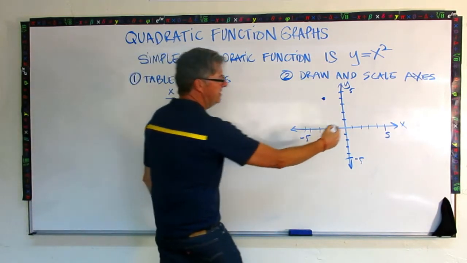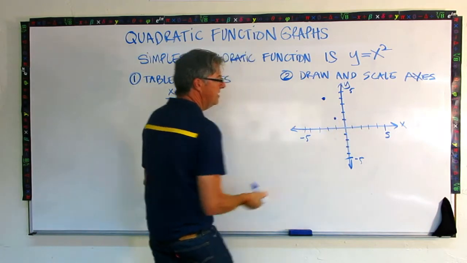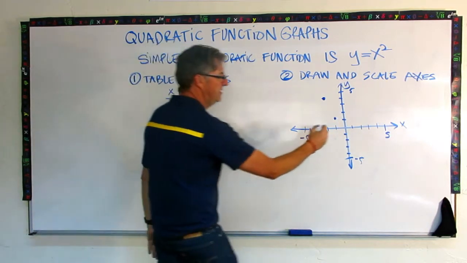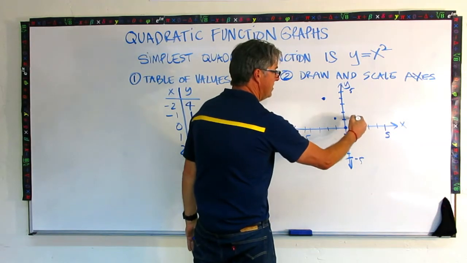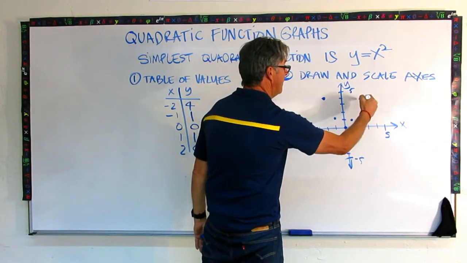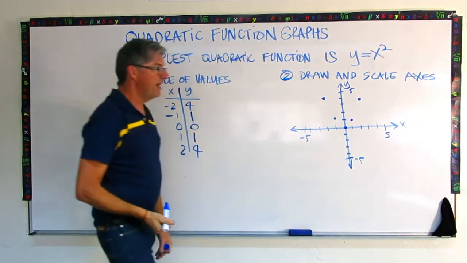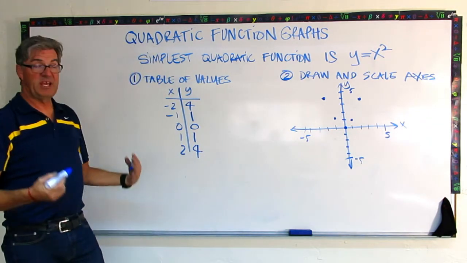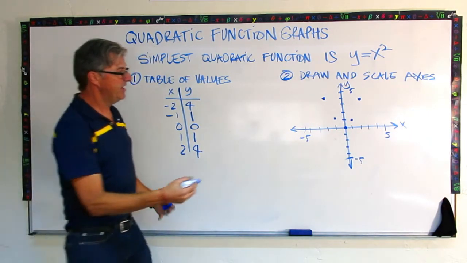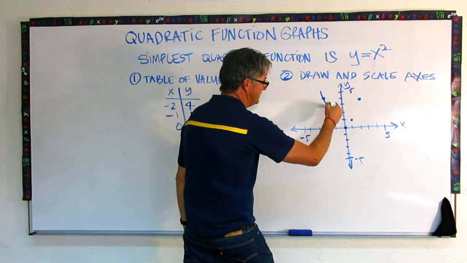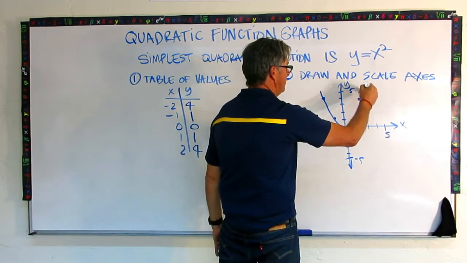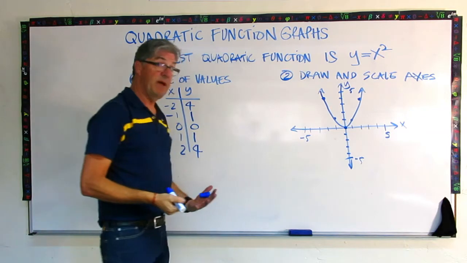-1, +1. So -1, +1, right about there. 0, 0, right there. +1, +1, and 2, +4. So there are my points. Now I want to connect them with a nice smooth line, and I can see that this is just going like this. Put arrows on my graph, and that's my parabola.